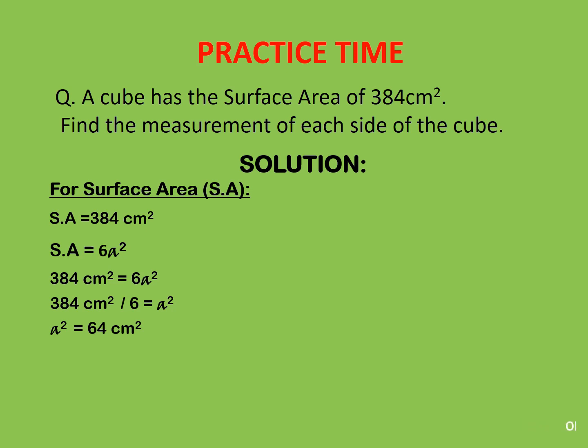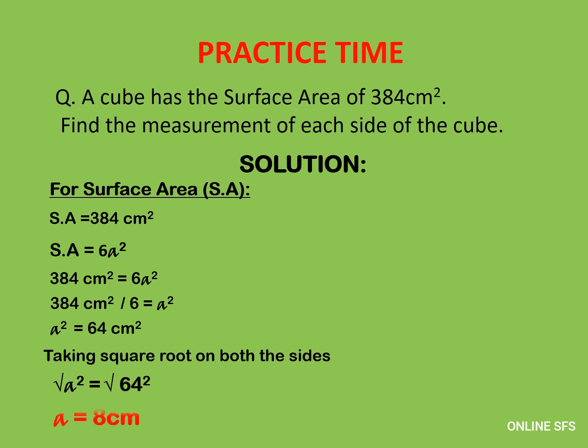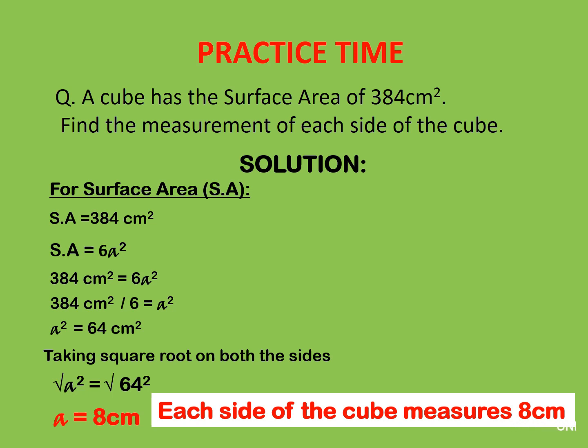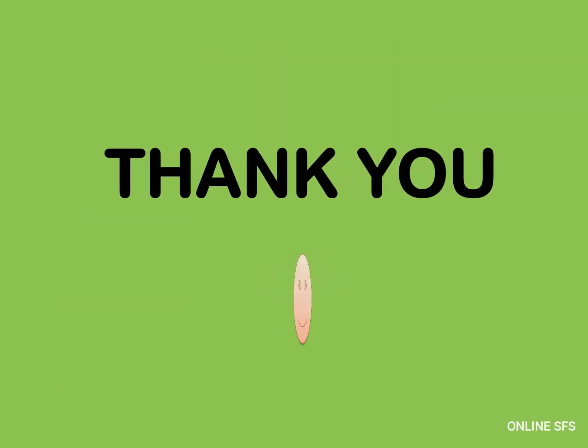And now we can see that we have square terms on both the sides of the equal to sign. If we take the square root on both the sides, we will get the value of a, which is the measurement of the side of the cube. So, after taking the square root on each side of the equal to sign, our answer will be a is equal to 8 centimeters. So, each side of the cube measures 8 centimeters. I hope that from today's lesson, you must have understood the concept of volume and surface area, and you must now be knowing how you can calculate the volume and surface area of cube.